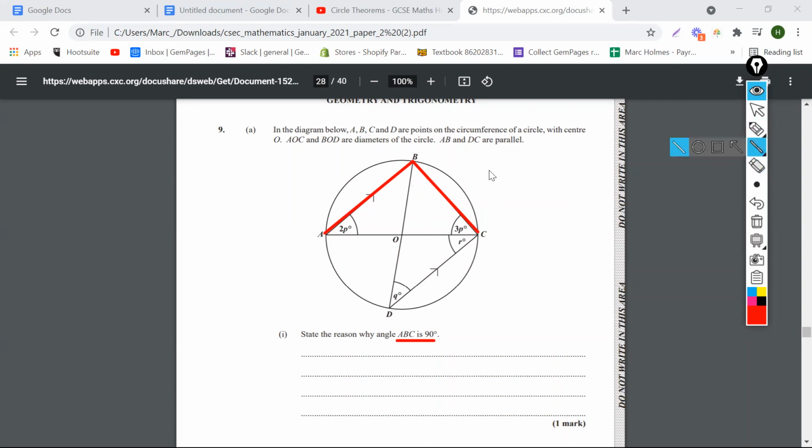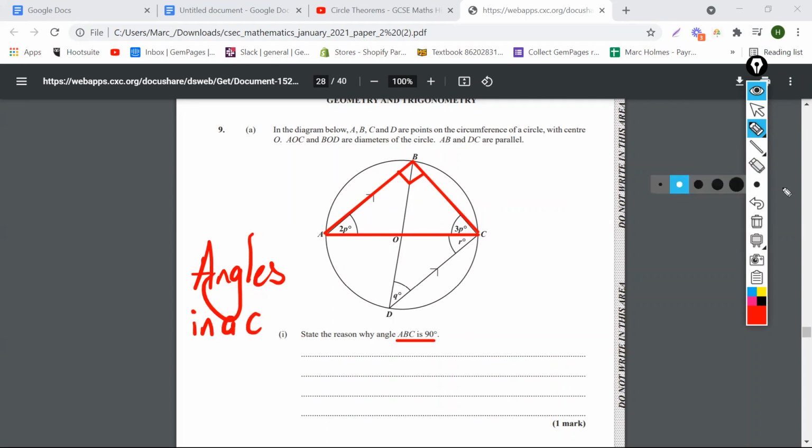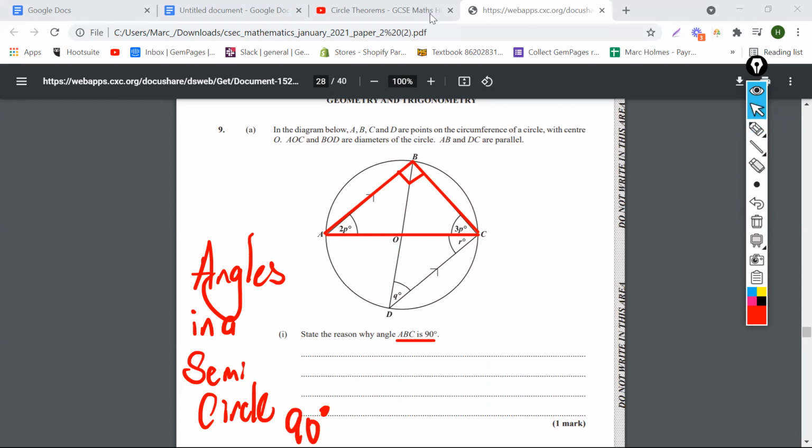Denise, you with me? Yes, sir. Yes. Because angles on the same arc at the circumference are equal. Well, remember the one that said angles in a semicircle? Remember that one, guys? Angles in a semicircle contain 90 degrees. That's the one that they're asking for, guys.